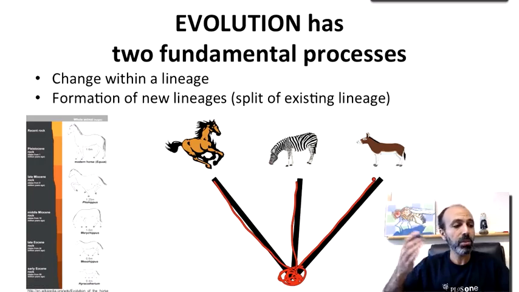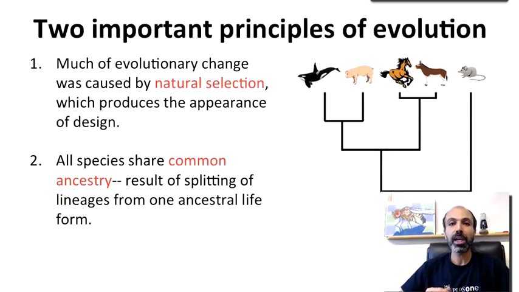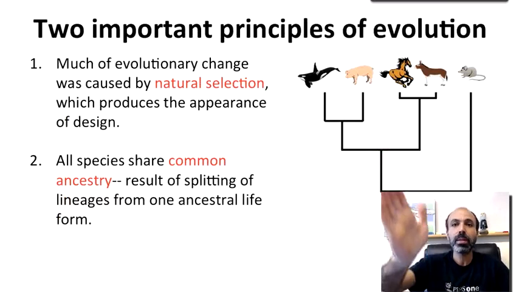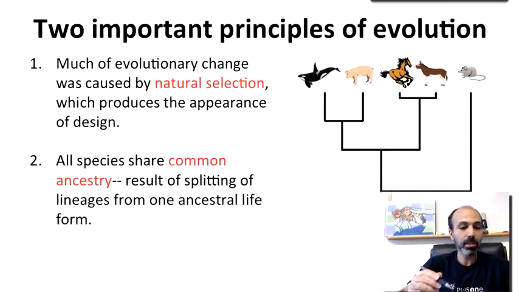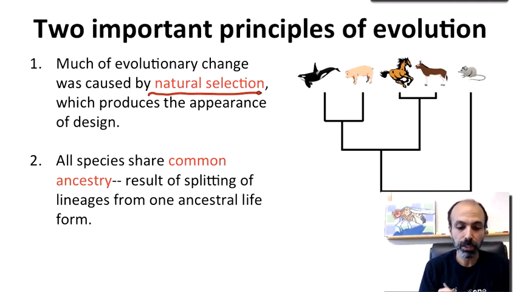From these two processes, there are two fundamental principles of evolution that I'd like to emphasize. The first is that much of evolutionary change, much of what's happening within a single lineage, is caused by natural selection. And it's this natural selection that produces the appearance of design that I talked about in a previous video as being something that sometimes causes confusion and misunderstanding. The other thing is that all species, not just a subset, all species share common ancestry.